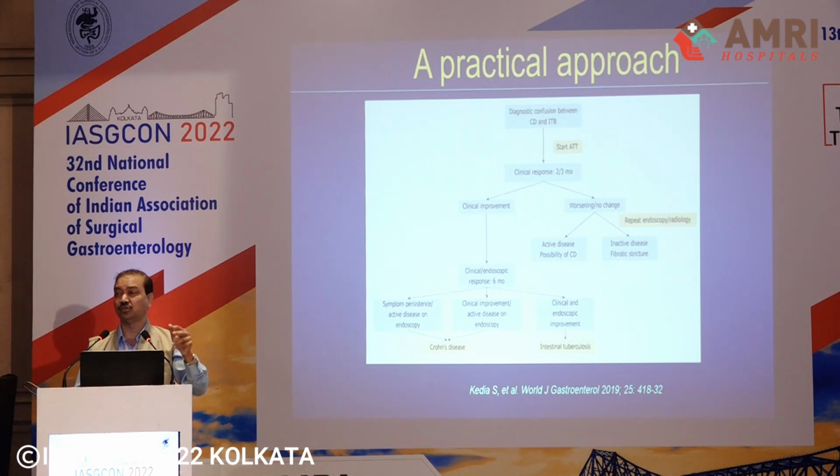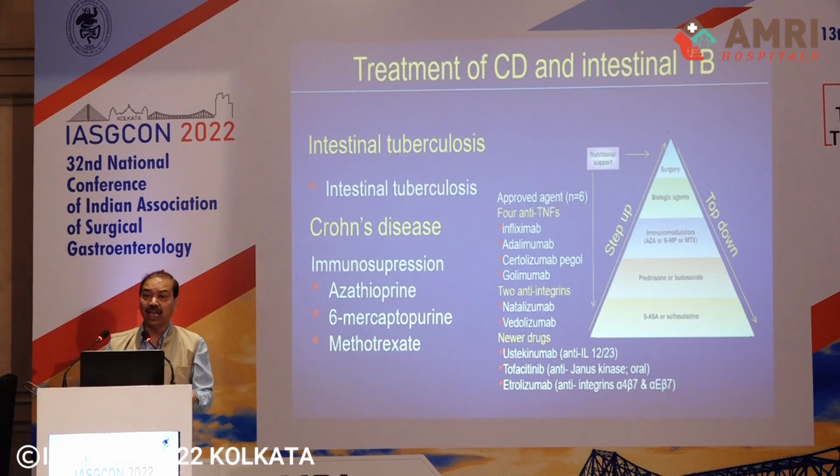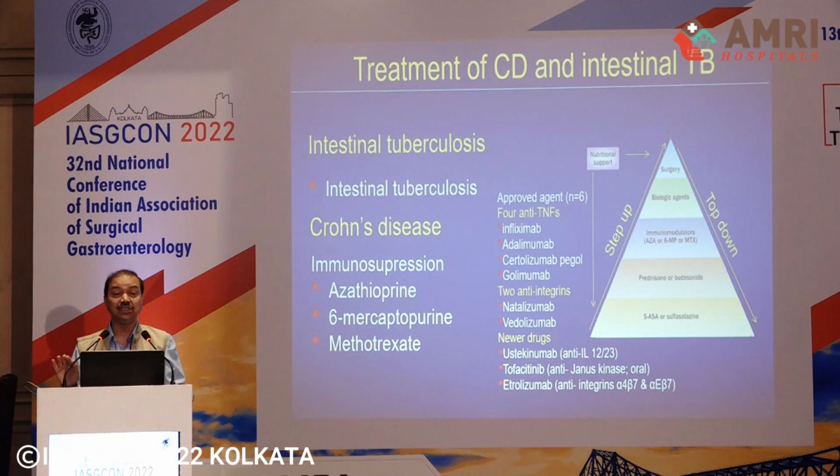But if Dr. Ashok says, no, the patient is very malnourished, has low albumin and a lot of comorbidities, why don't you do an endoscopic dilation? We'll do that. Now, what is the treatment for TB? Again and again, TB is ATT. But the question is, in abdominal tuberculosis, should you use 6 months or 9 months?